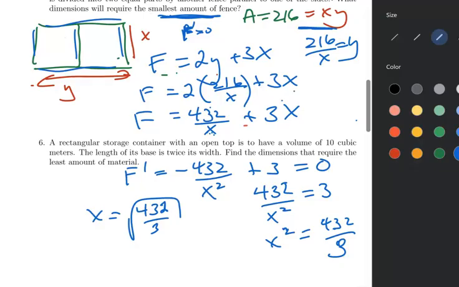And if I wanted to find the y, I'd put it back in here, right? So the y would be 216 over, oh boy, that's ugly, right? But that's the answer.